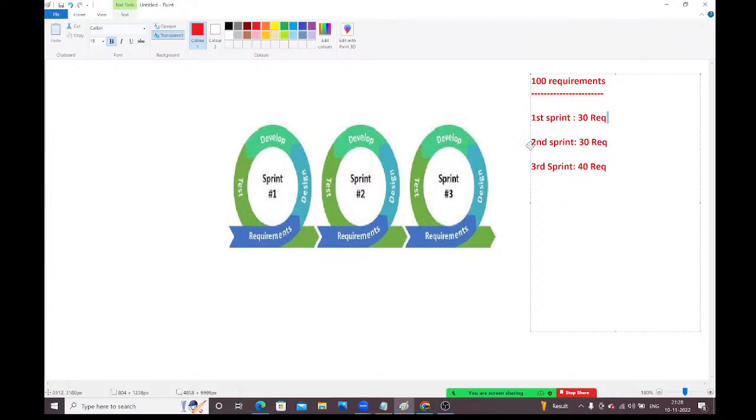Once the second sprint is completed, we deliver the next 30 requirements also. Once you deliver the second sprint, the client will get the revenue on a total of 60 requirements. Once the third sprint is completed, we hand over these 40 requirements also to the client. The client will get the revenue on all the requirements. Understood, guys?